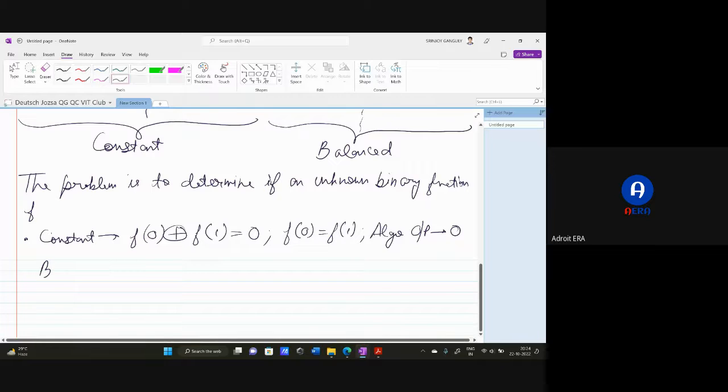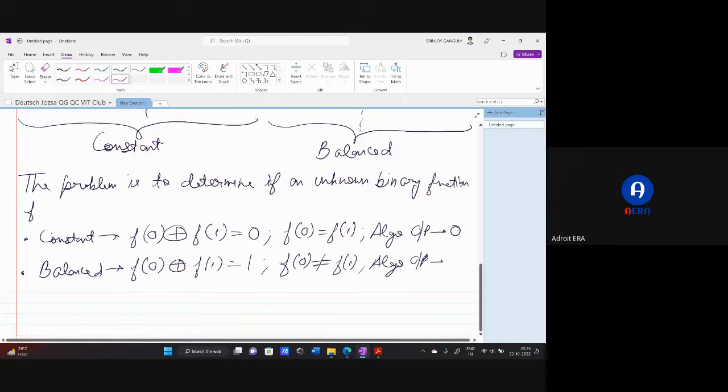And for balanced, what about the XOR condition for balanced? The XOR condition for balanced will be very simple. F of 0 XORed with f of 1 is equal to 1. Okay, that means outputs are unequal. F of 0 is not equal to f of 1, and therefore whenever the algorithm output, and we are going to see what is the algorithm output later, whenever the algorithm output is 1, that means it is a balanced function.